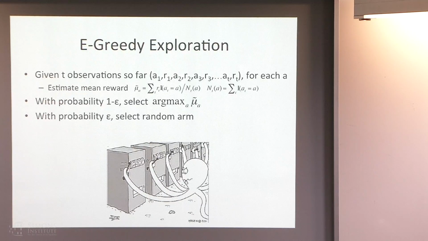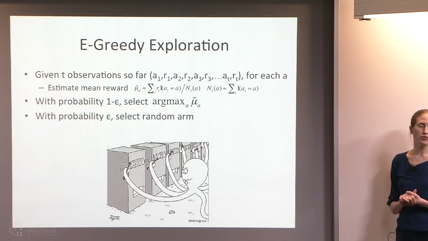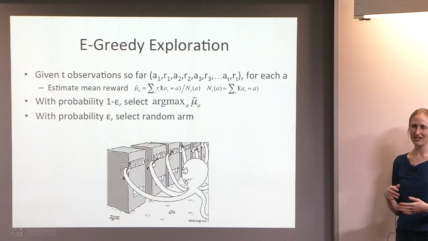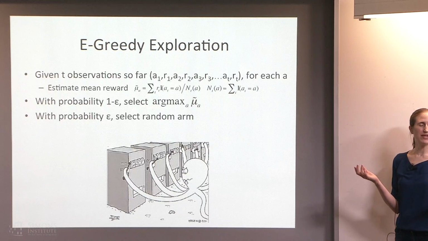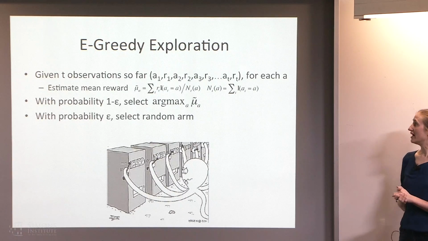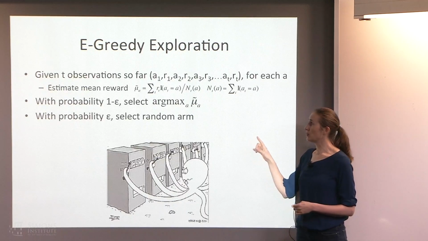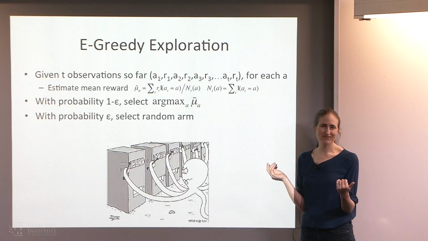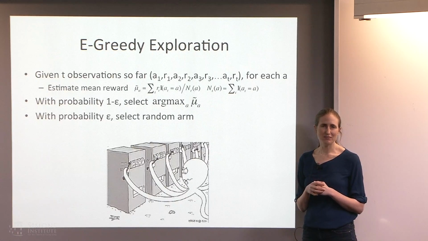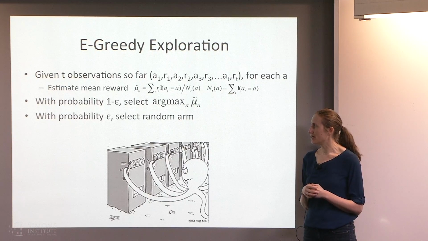So one thing we could do is e-greedy exploration. The idea in this case is that we use our old data, all the experiences we've had so far of pulling an arm and getting some reward back, to estimate the mean reward for each arm. So this is just counting. We just take all of the times that we've got rewards from that arm and then divide by the number of times we've pulled it. And that'll give us some estimate. And then with probability 1 minus epsilon, we're going to select the best arm so far, the best arm according to our estimated means. And then with probability epsilon, we'll select a random arm.